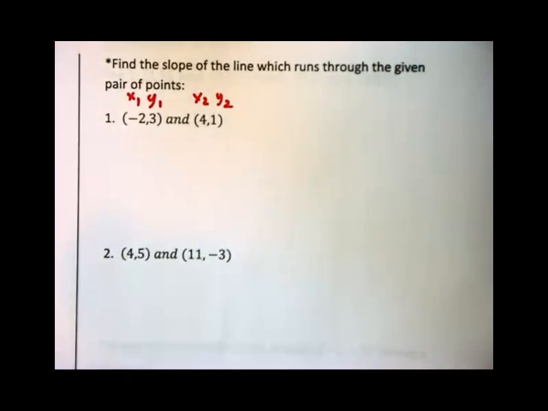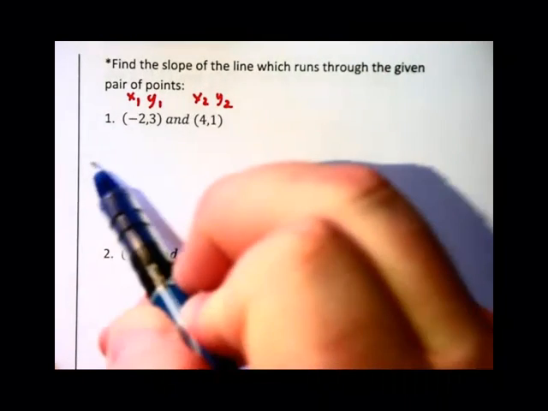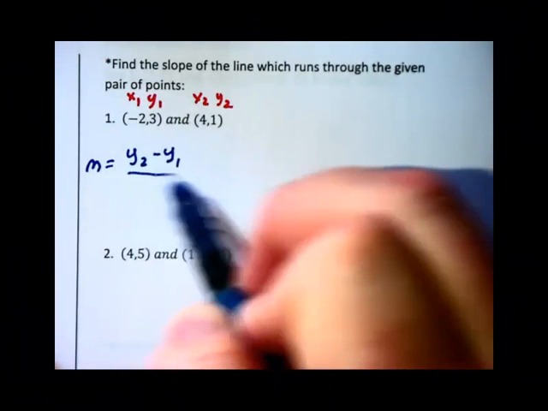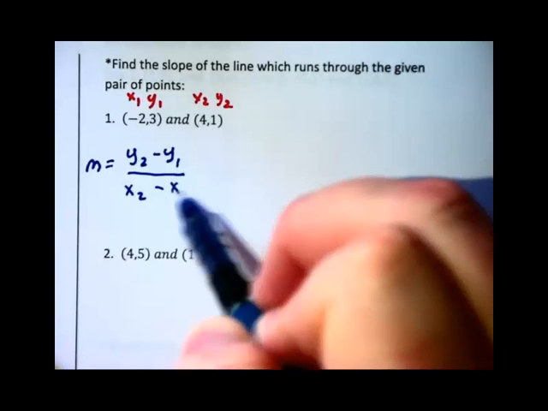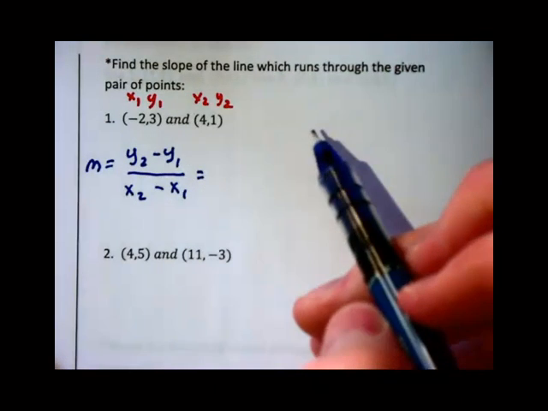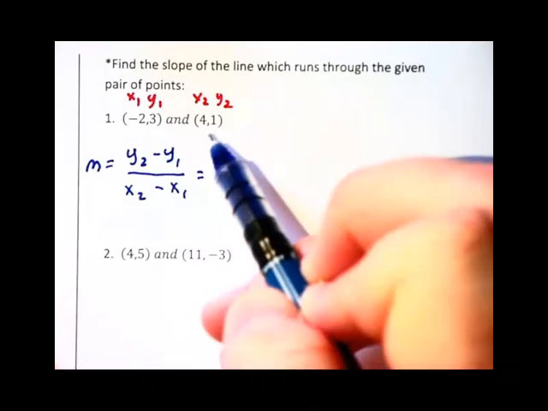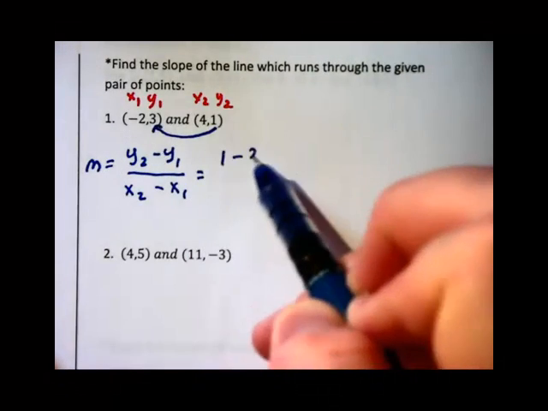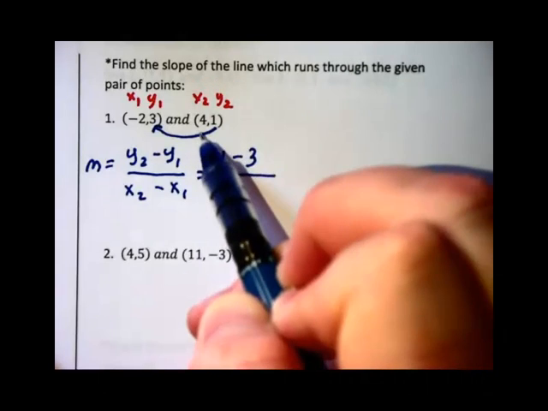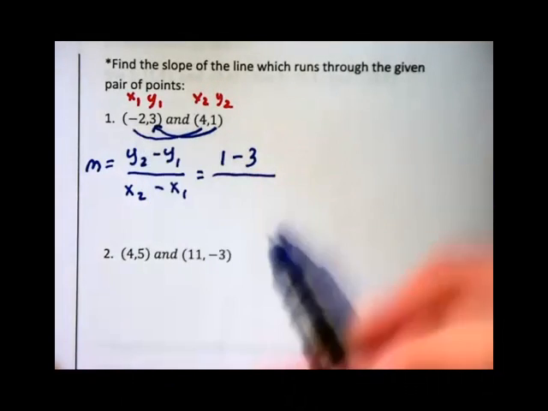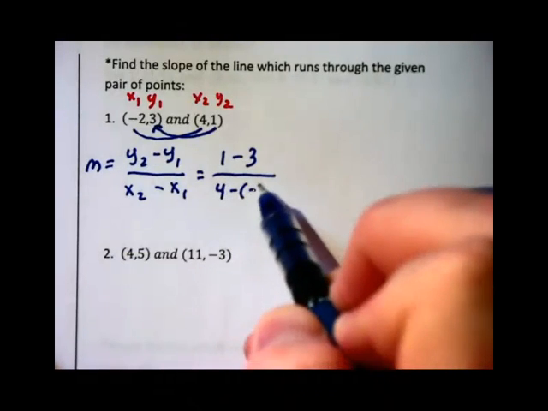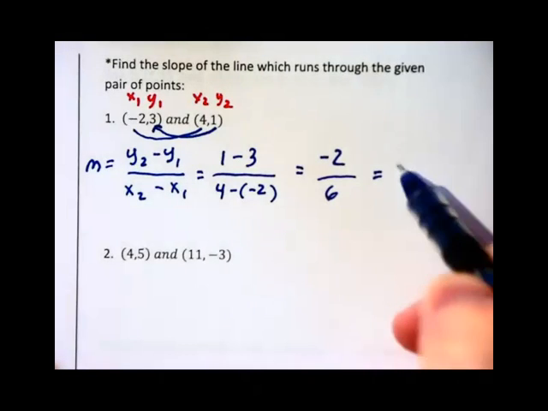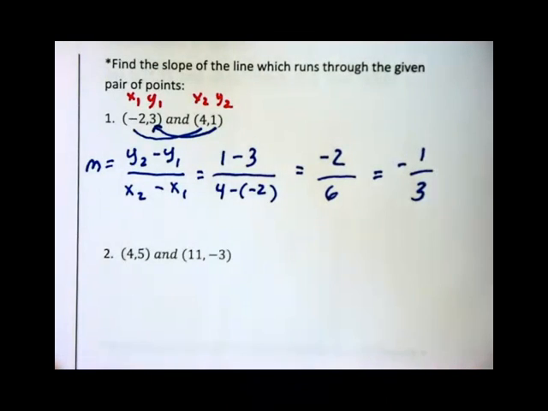And then we would use the slope formula we gave you a moment ago, m equals y sub 2 minus y sub 1 over x sub 2 minus x sub 1, and we would subtract the y's first. Y sub 2 minus y sub 1, that's 1 minus 3, and then x sub 2 minus x sub 1 is 4 minus a negative 2. And that will give us negative 2 over 6, which reduces to negative 1/3.